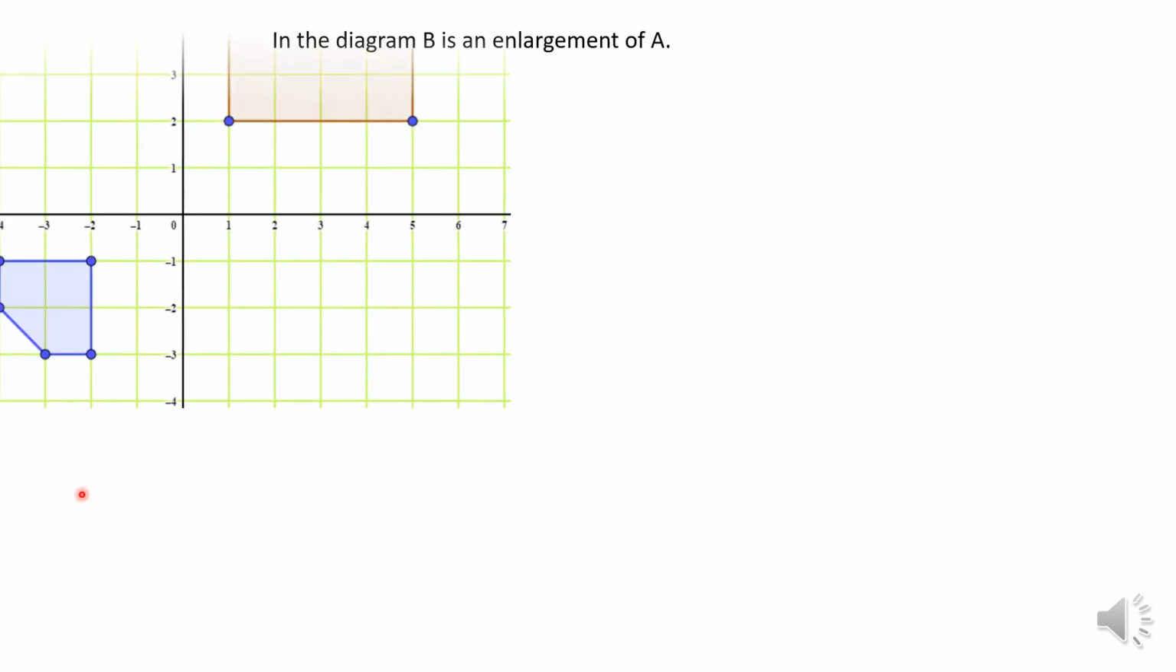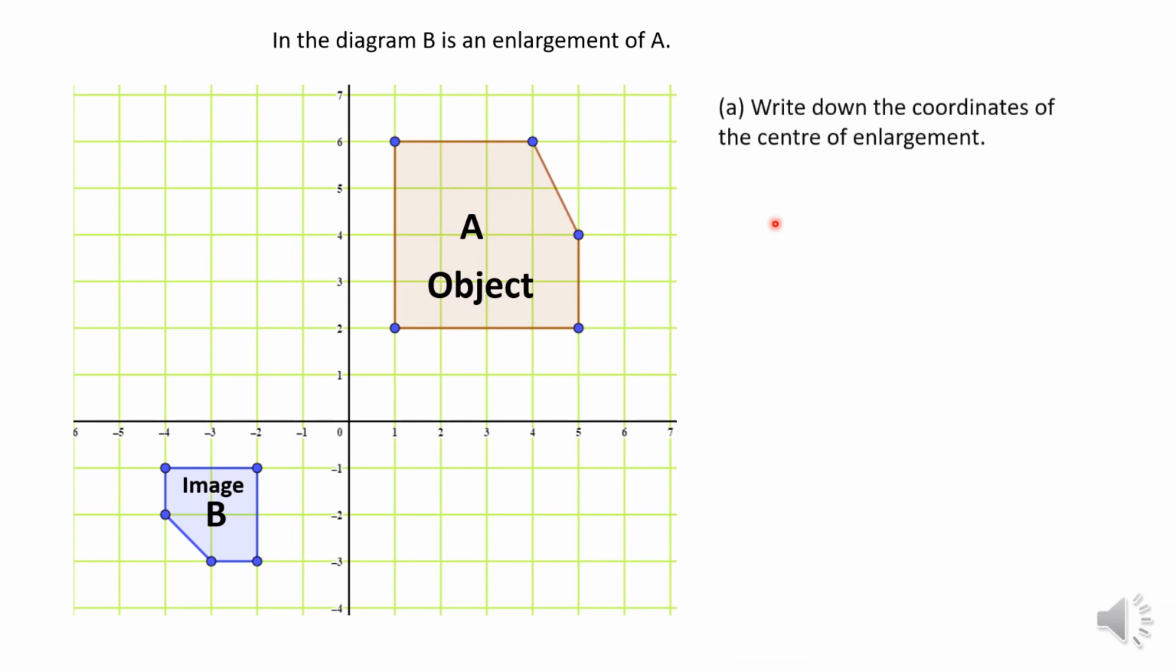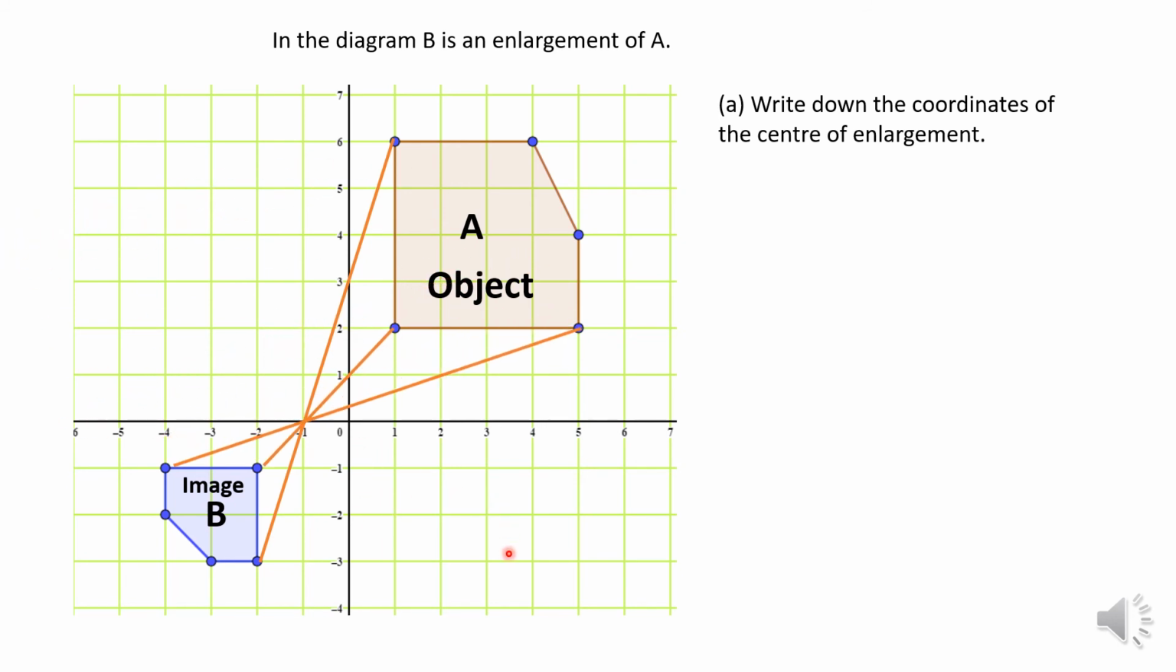All right, so let's quickly bring in a question here. Now, it's good to know how to find the fraction when it's negative, all right? So this B here, and that is A. So that is the object, and this is the image, which means we want to know the coordinates of the center of enlargement. To find the center of enlargement, you take corresponding points with your ruler, you mark them like that, and you join them. And where they intersect, so I'm just going to do those three. And as you can see, they intersect here at the point -1, 0. So that is how you find that particular question.